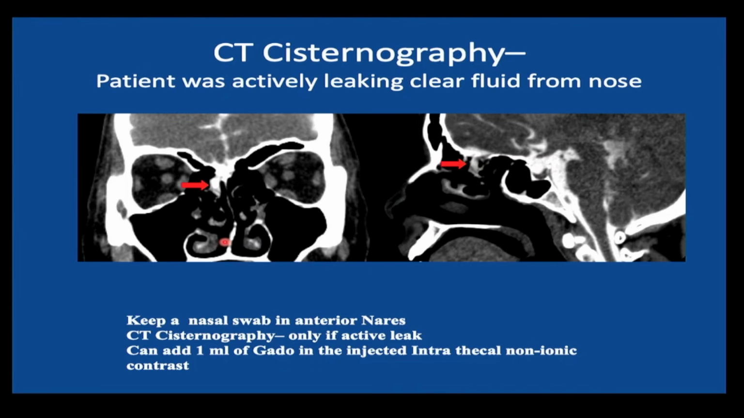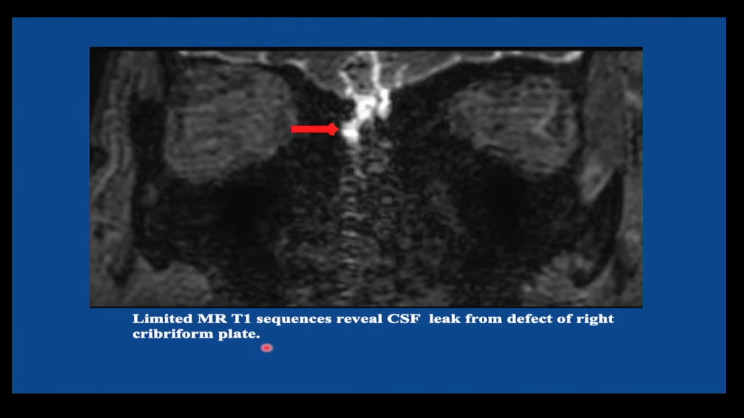What we also do in our institute is add 1 ml of Gado and we do T1 weighted images, because now the gadolinium is getting opacified and we can see the gadolinium come out. Okay, so we are doing this in our institute. So T1 weighted, and this is a defect. This is not a trauma related defect. So this was a cribriform defect with a CSF rhinorrhea study.